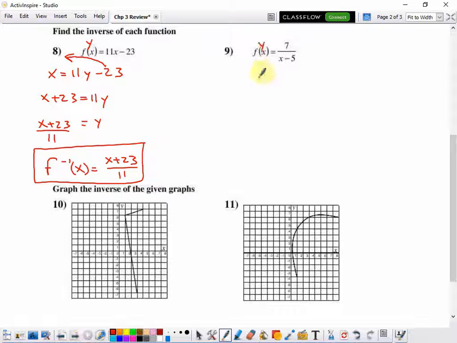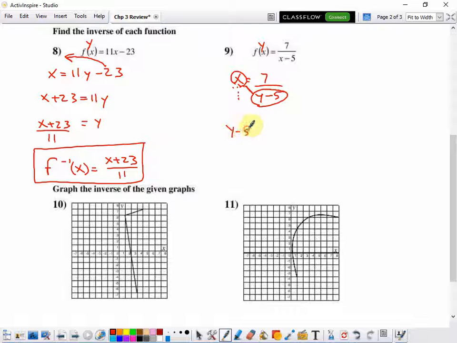And again, we switch our y and x for number 9. x equals 7 over (y minus 5). So our x and y are switched. Now, as a proportion, this is really over 1. In a proportion, we can always exchange diagonally. So these two things are going to trade places.